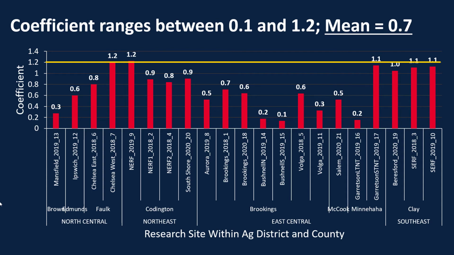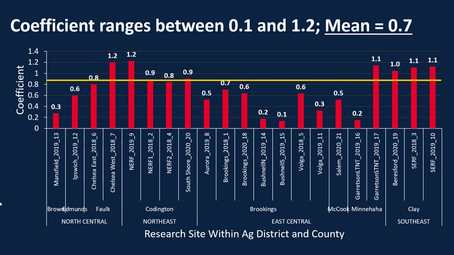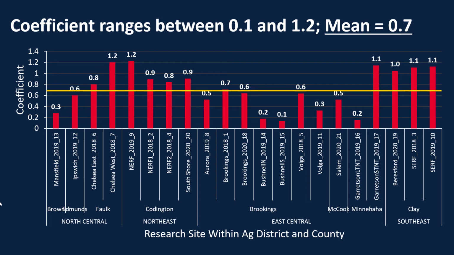We can see here there are some sites that are right on that line, some sites that are a little bit below. However, there's a bunch of sites that are quite a bit below that. If we take the average of all these sites, that line actually moves down to around 0.7.